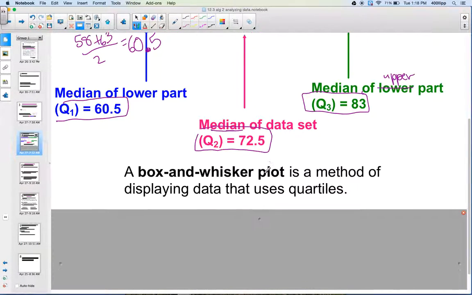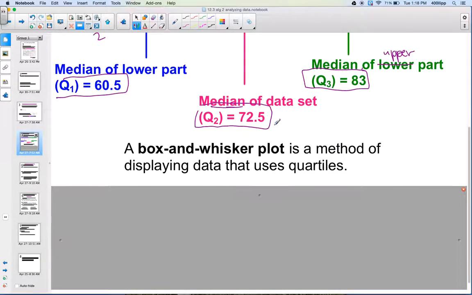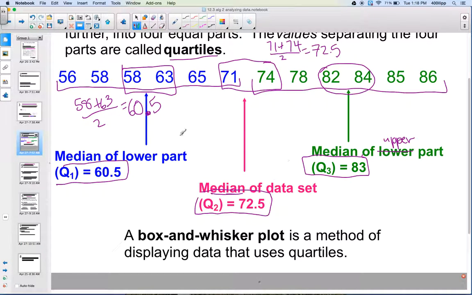So the box and whisker plot is going to be showing us where all of the data will lie. So we also need to know the minimum and the maximum value. So this is our minimum value. The minimum, that's right, min for minimum. And here's our maximum. Max or maximum is 86.